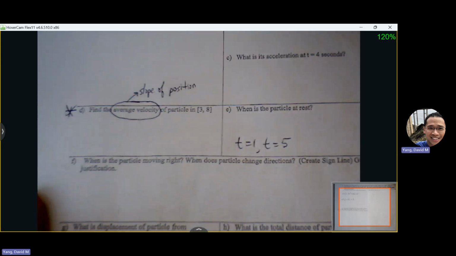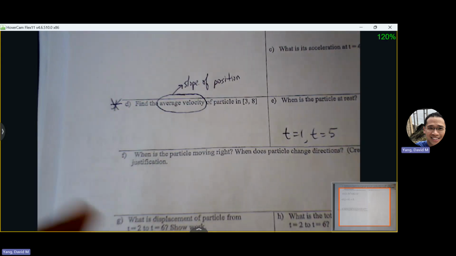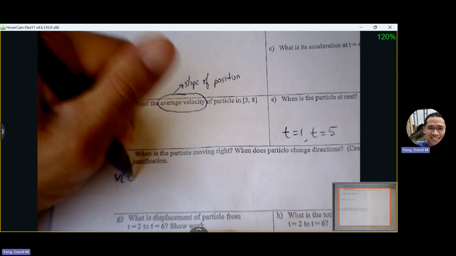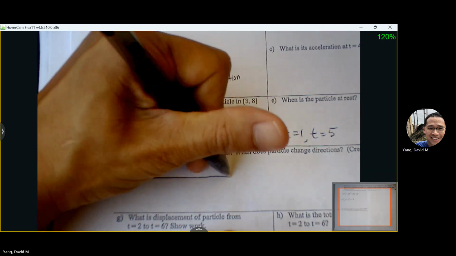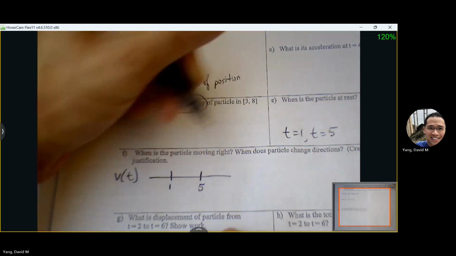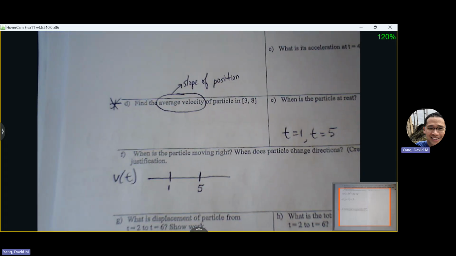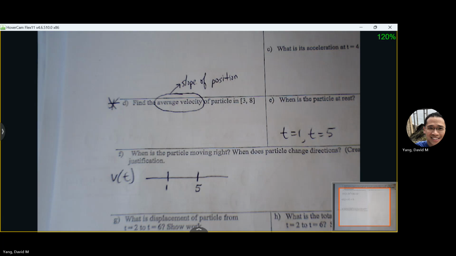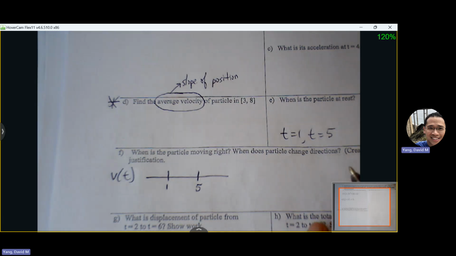So before we can figure out when it's moving left or moving right, let's create our velocity sign line. We'll put 1 and 5. What else should we put onto the sign line? 0. Why is that?